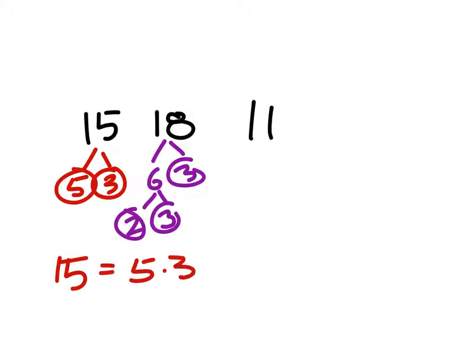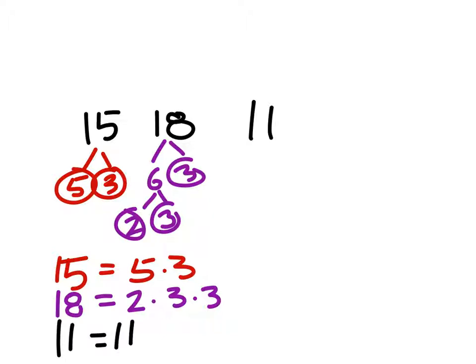5 times 3. 18 is 2 times 3 times 3. And then 11 is just 11 right there. So 15, if we look at the other numbers, right, we got the 3's that are common, but it also has another 3 that's not common right there, right?